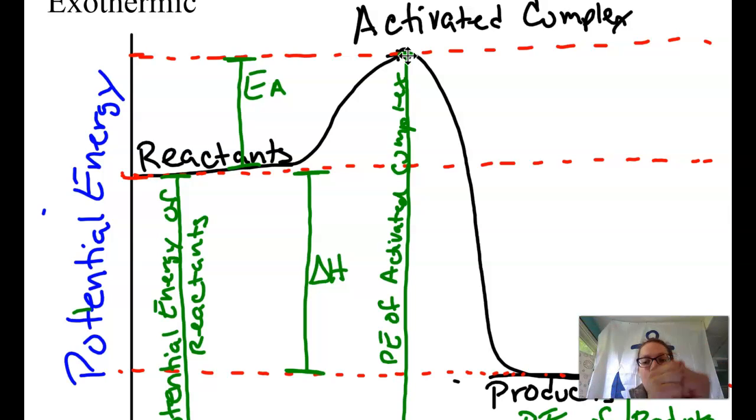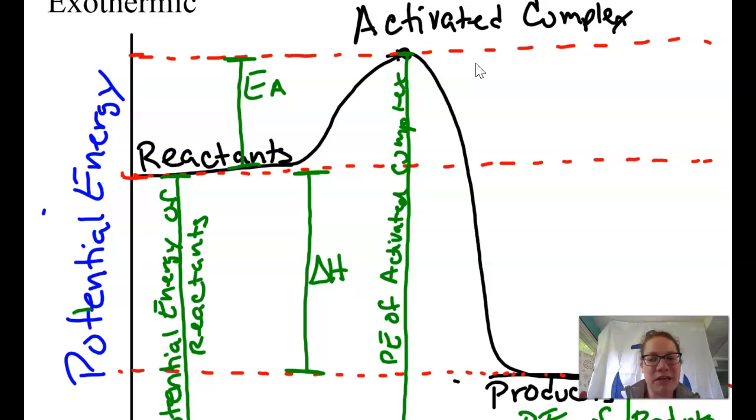Because remember, when particles get further apart, energy is absorbed. It is always going to take energy to break a bond. So the graph will always go up first. And then we get to this peak, the crest. And we call that crest the activated complex. So over here, you're going to label reactants. At the top of your crest, it's going to be called the activated complex.